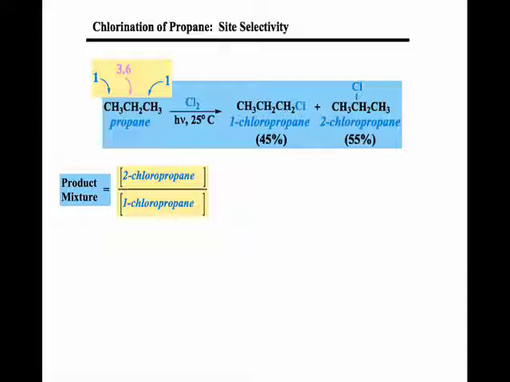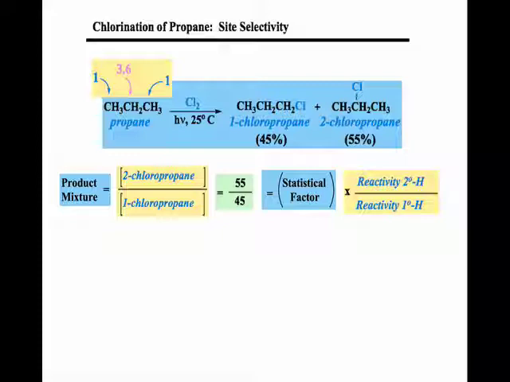So we got 2-chloropropane over 1-chloropropane. That's equal to 55 over 45. She got that from her GC analysis, right? She integrated those 2 peaks. And she knows that that's equal to some type of statistical factor times the reactivity of the secondary hydrogen over the reactivity of the primary hydrogen. Again, it was the secondary product, the secondary hydrogen. You just have to keep these on the same side, okay?